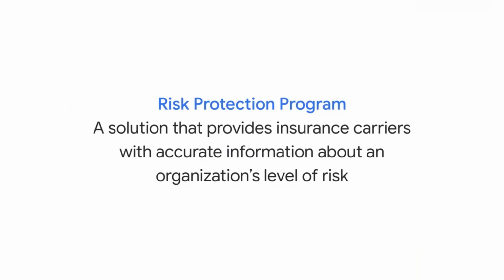To help make this process easier, Google developed the Risk Protection Program, a solution that provides insurance carriers with information about an organization's level of risk. The Risk Protection Program sends data from Risk Manager directly to Google's insurance carrier partners to help make underwriting cyber insurance easier and more accurate. Here are the steps an organization follows to join the Risk Protection Program.